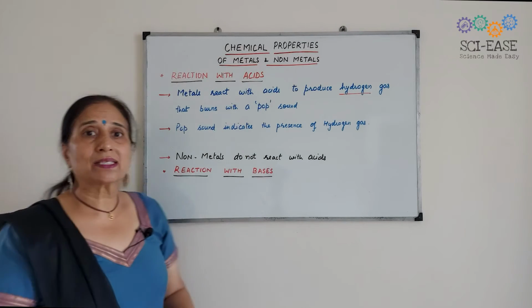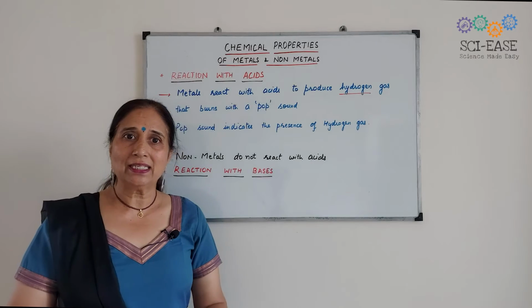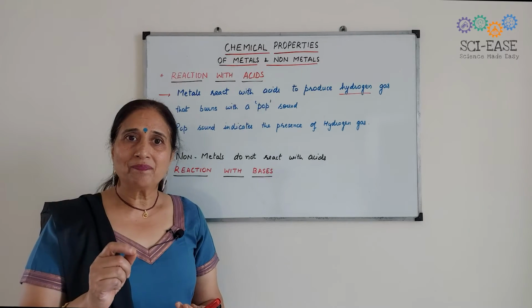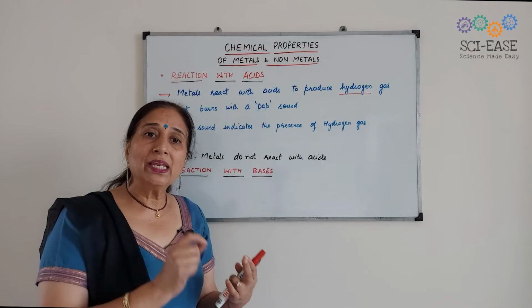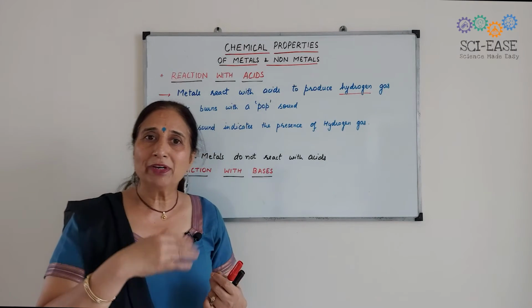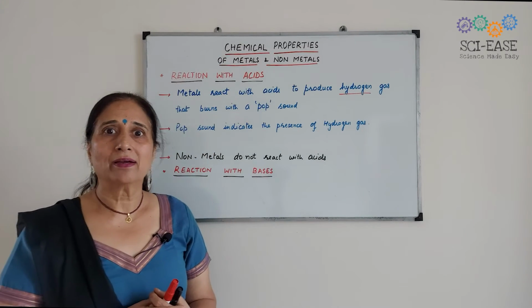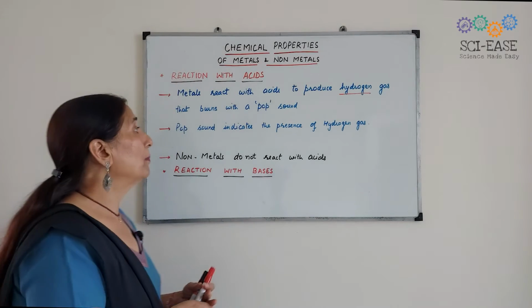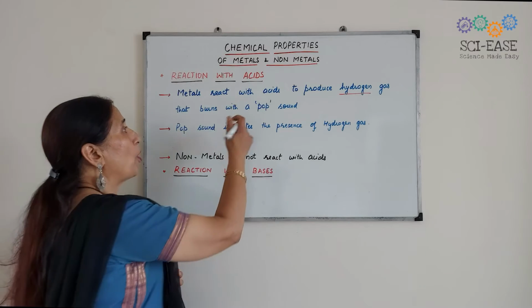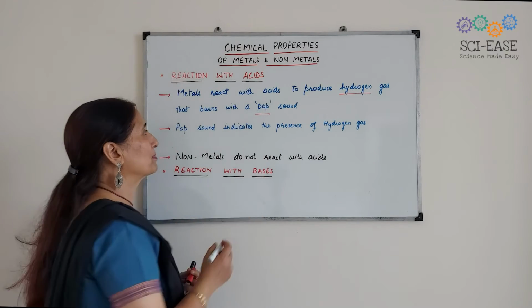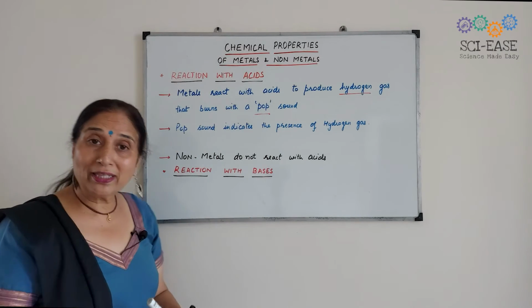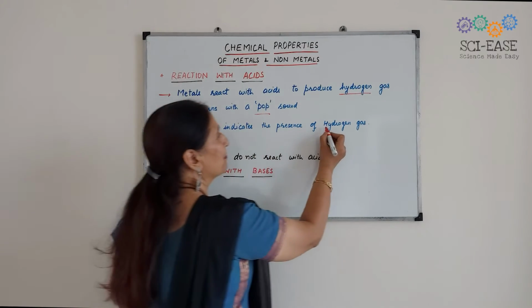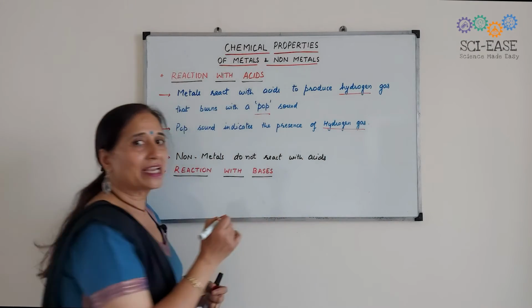How can you test the presence of hydrogen gas? You take one burning splinter and bring it near the mouth of the test tube where the gas is evolving. What will you observe? That the gas will burn with a pop sound. And what does that pop sound indicate? That indicates the presence of hydrogen gas.